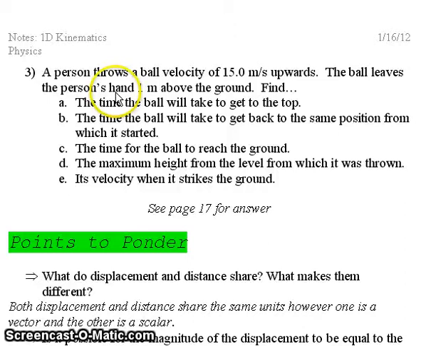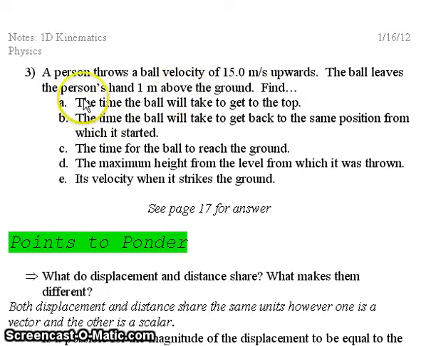Hello everyone, we are here in our one-dimensional kinematics notes, and this specific one is example number 3 in the vertical section of the notes. So we have a person throwing a ball, has a velocity of 15 meters per second upwards. The ball leaves the person's hand 1 meter above the ground.